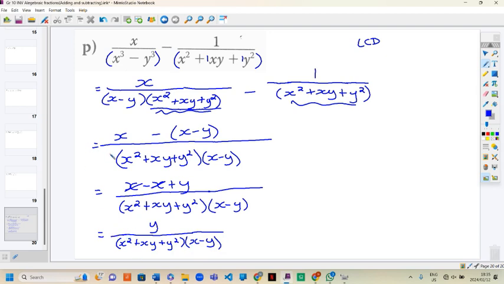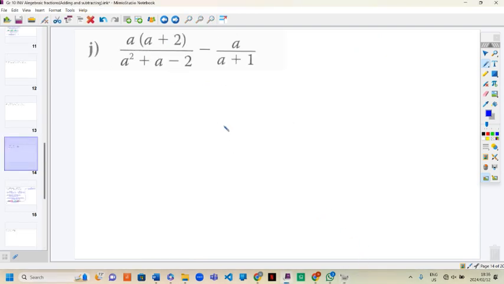Let me see if I can find another example for you here quickly. I want you guys to please do this example for me. Pause the video, do that example, and then let's see if we can do it together. I assume you paused the video and you've done it.